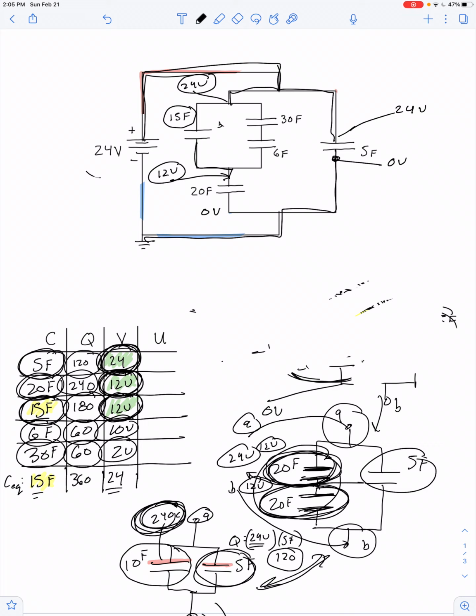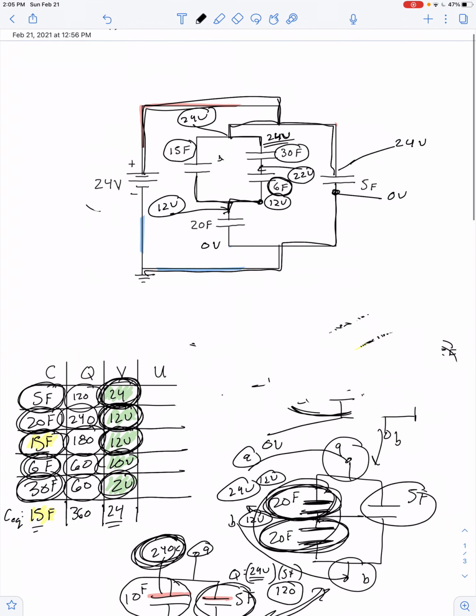Now let's see here. The electric potential at this point is 12 volts. The electric potential at this point is 24 volts. And we're saying that the potential difference across the 30 farad capacitor is only 2 volts. So 24 minus 2 would give us 22 volts. Alright, and then 22 volts minus 12 volts would give us 10 volts. So is that what we have in our chart? The voltage for the 6 farad capacitor is 10 volts. 6 farad, 10 volt, yeah. So that one also seems to check out. So I believe we have all of our voltages correct.